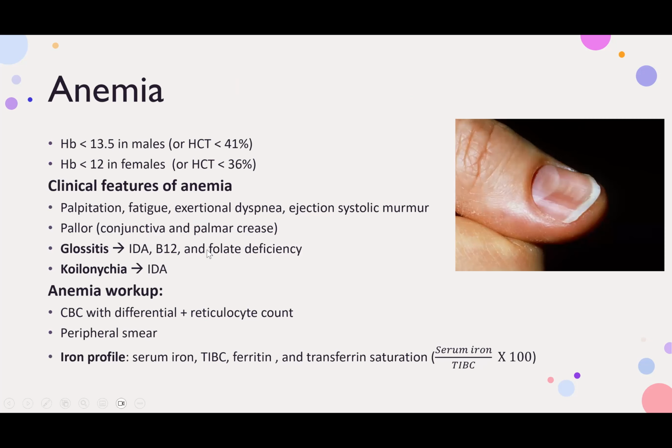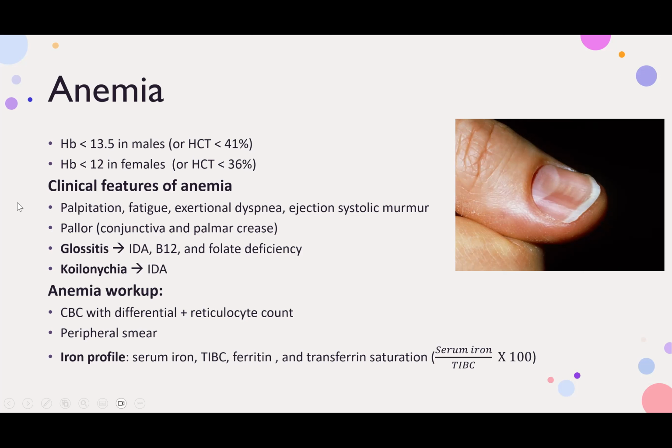All right. Now, how do you define anemia? What's your definition of anemia? Anemia is usually defined as hemoglobin below 13.5 in males and below 12 in females. Now, somebody will define it also by the hematocrit, below 36 in females and below 41 in males.